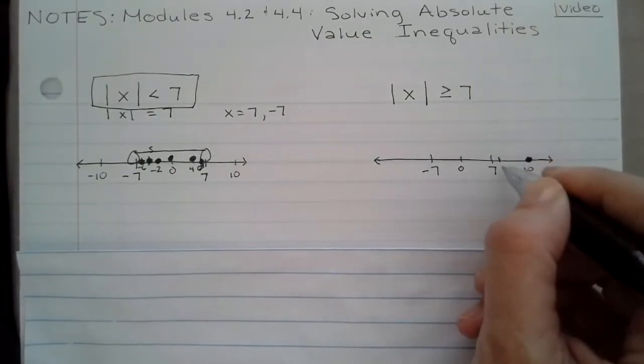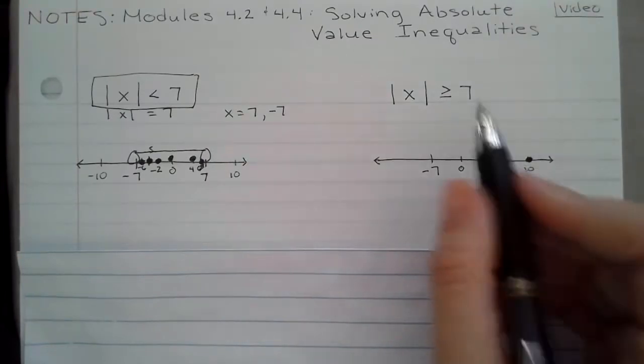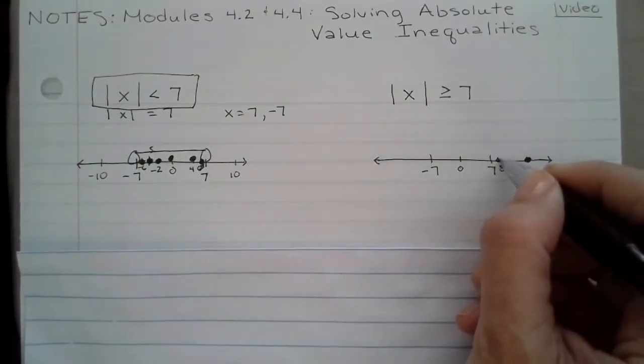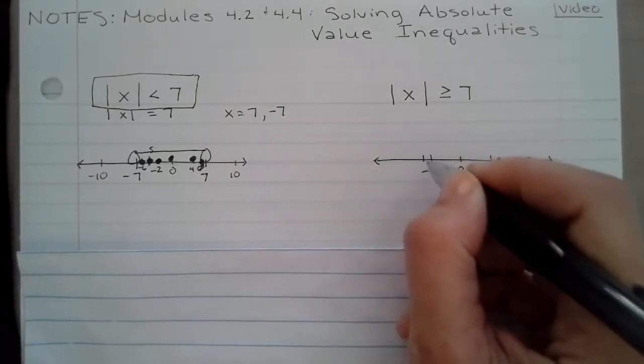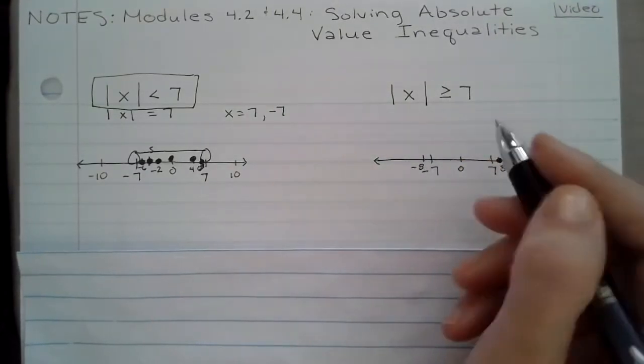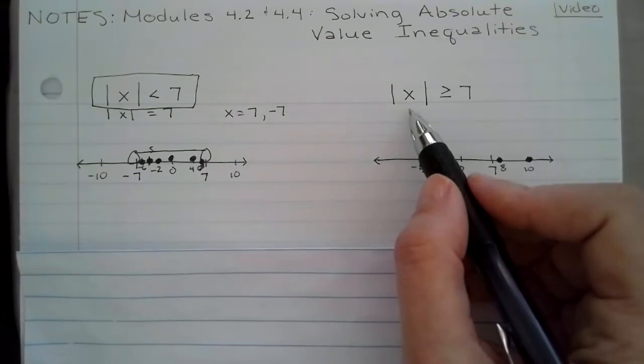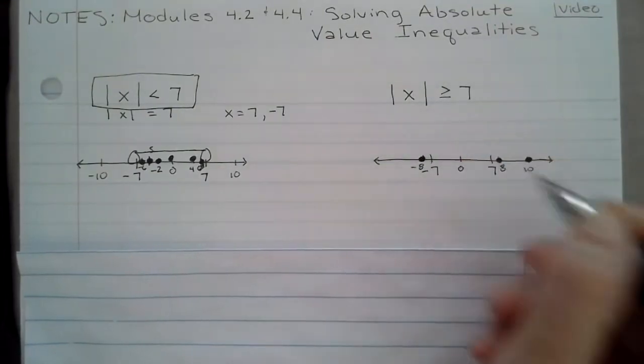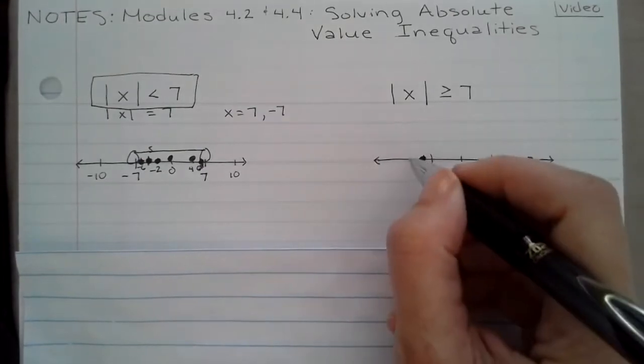What about 8? Absolute value of 8 is 8, and 8 is also bigger than 7. What about negative 8? Absolute value of negative 8 is also positive 8, and that is bigger than 7. What about negative 9?